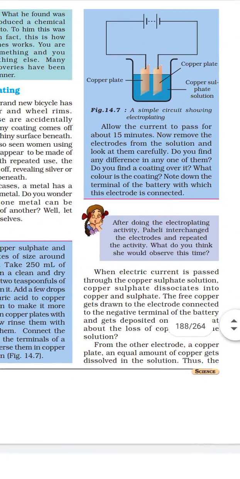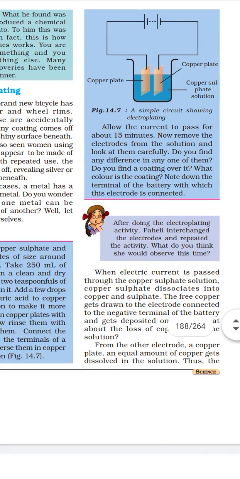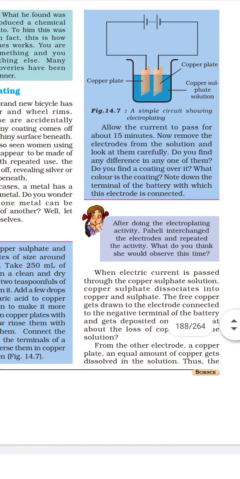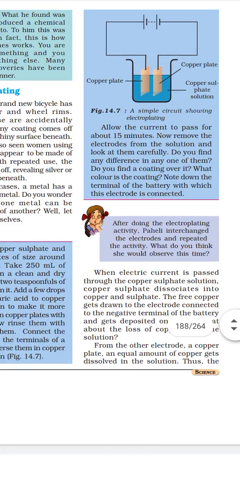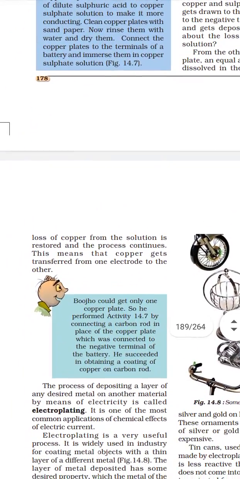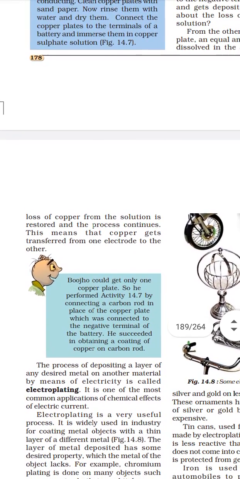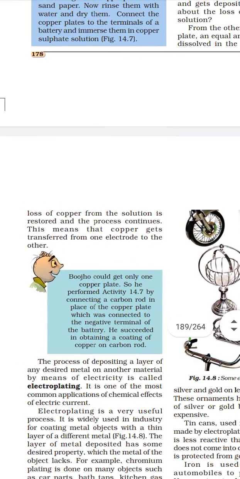When the electric current passes through the copper sulfate solution, copper sulfate dissociates into copper and sulfate. The free copper gets drawn into the electrode connected to the negative terminal of the battery and gets deposited. From the other electrode, a copper plate, copper dissolves into the solution. Copper in the solution is restored and the process continues. This means the copper gets transferred from one electrode to the other electrode.